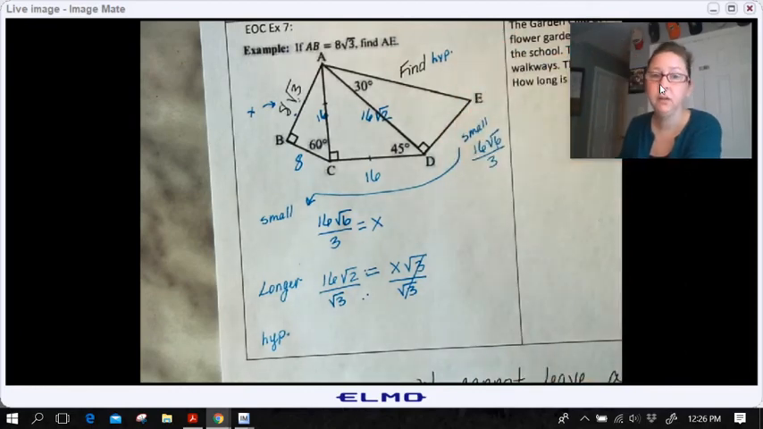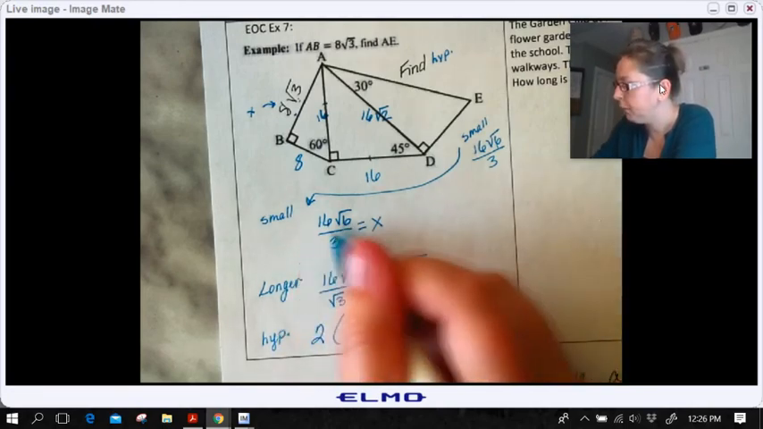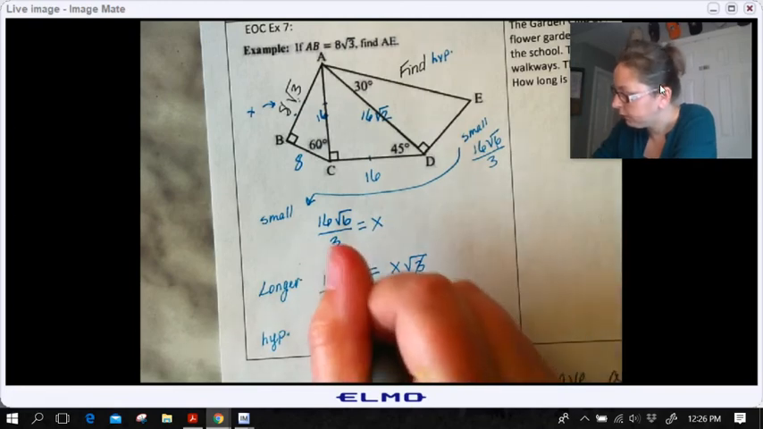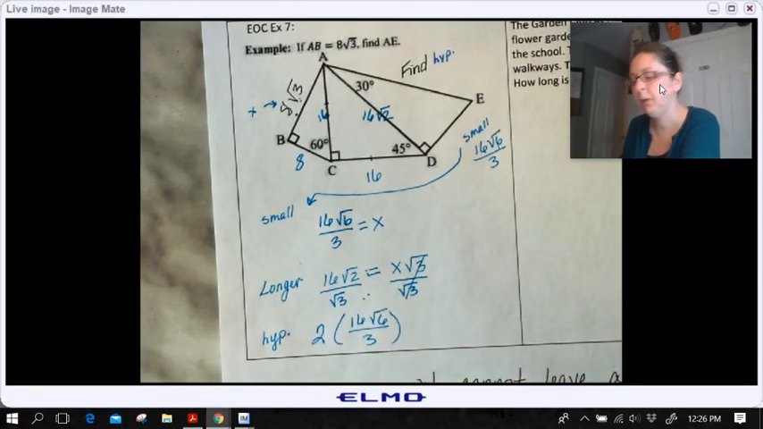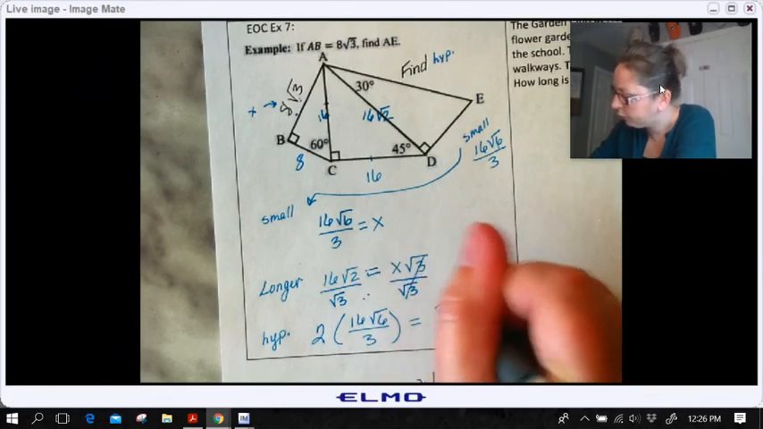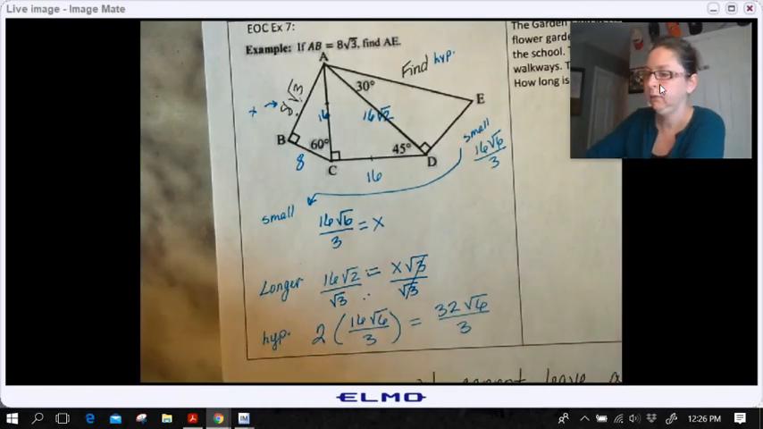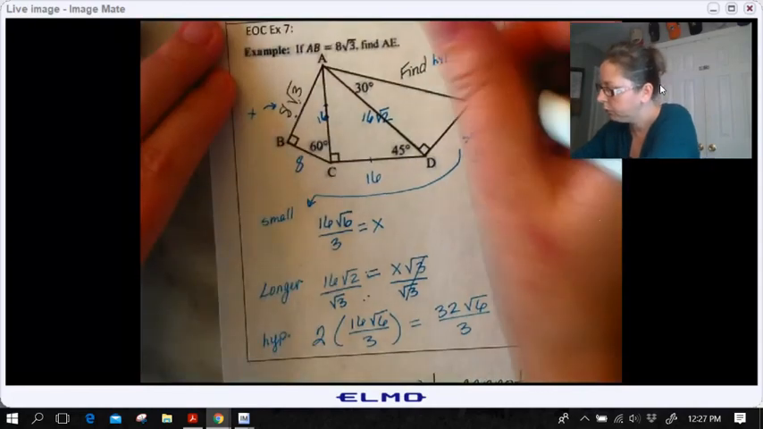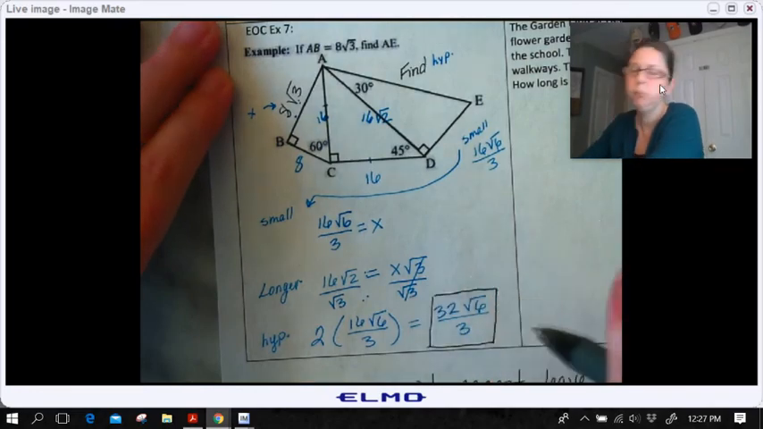Now I'm ready to find the hypotenuse. The hypotenuse is 2 times x. So that means I need to take this and multiply it by 2. Okay, so 16 square roots of 6 divided by 3. I'm going to multiply that by 2. So I get 32 square roots of 6 divided by 3. And that is the hypotenuse, which is completely and utterly crazy, but that's our solution.